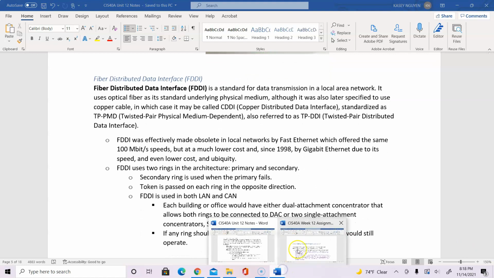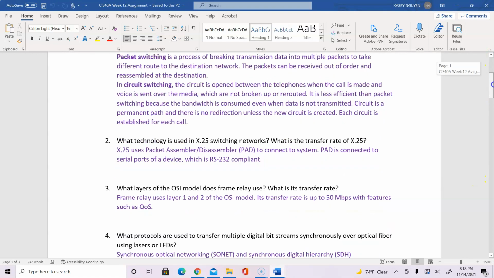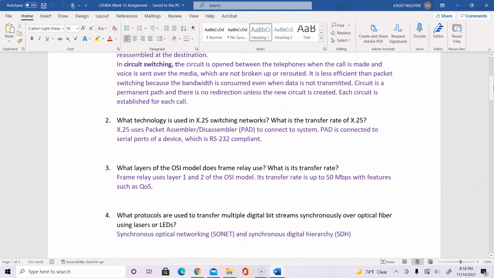So coming back to the assignment, in the next question, it asks you what technology is used in X25 switching networks? What is the transfer rate of X25? X25 uses a packet assembler. This assembler is called PAD and is used to connect the system. PAD is connected to the serial port of the device, such as the RS-232 compliant.